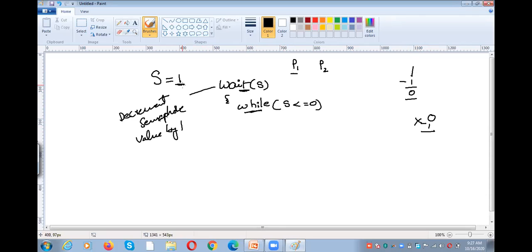Now, initially what is the semaphore value? 1. So the condition 1 less than or equal to 0 fails. If it is greater than 0, automatically we can perform the decrement operation. If it is 0, do nothing. That means the process has to wait until the semaphore value becomes 1. Initially the semaphore value is 1, so P1 is able to perform the wait operation and enter into the critical section.